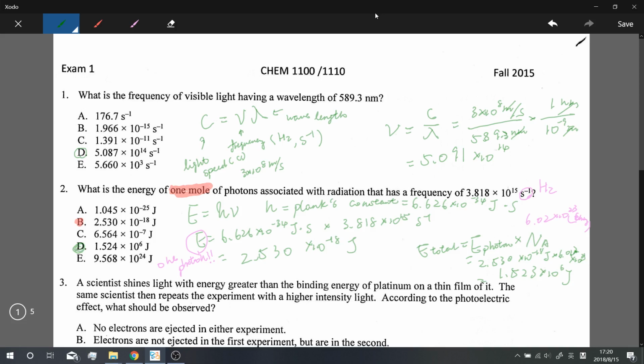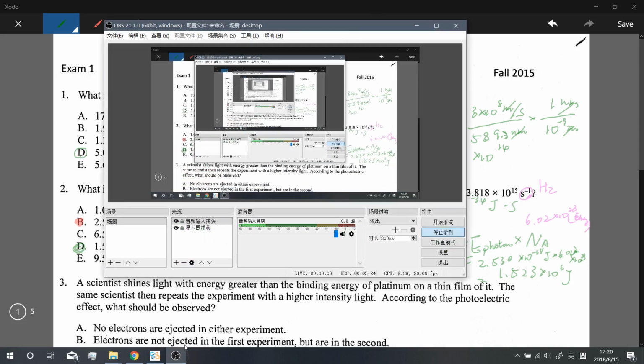Okay, and over here, how they're supposed to annotate. Cool.